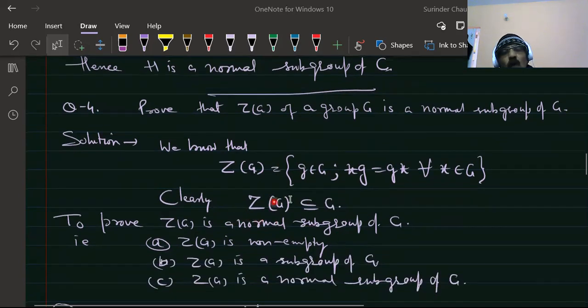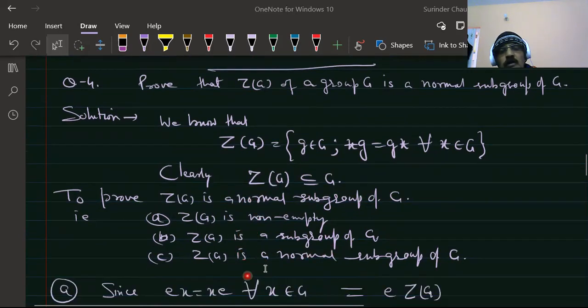Now our aim is to show that this subset of G, the center of the group G, is non-empty. Then we have to show it is a subgroup, and then that it is a normal subgroup, because we want to show that this is a normal subgroup.